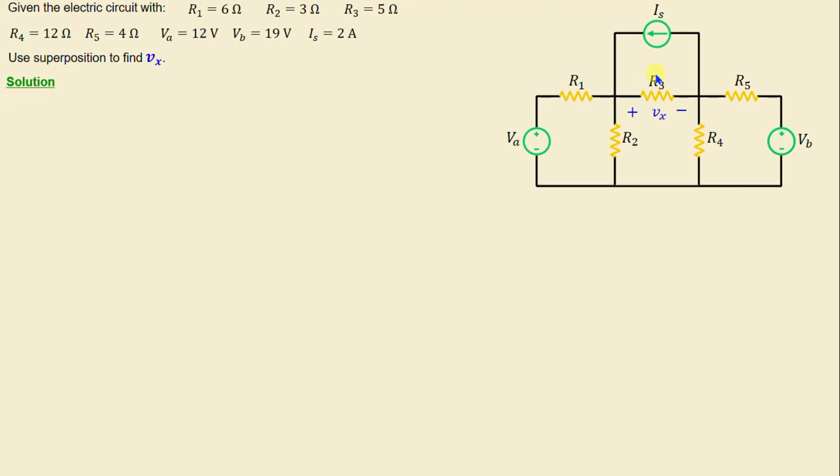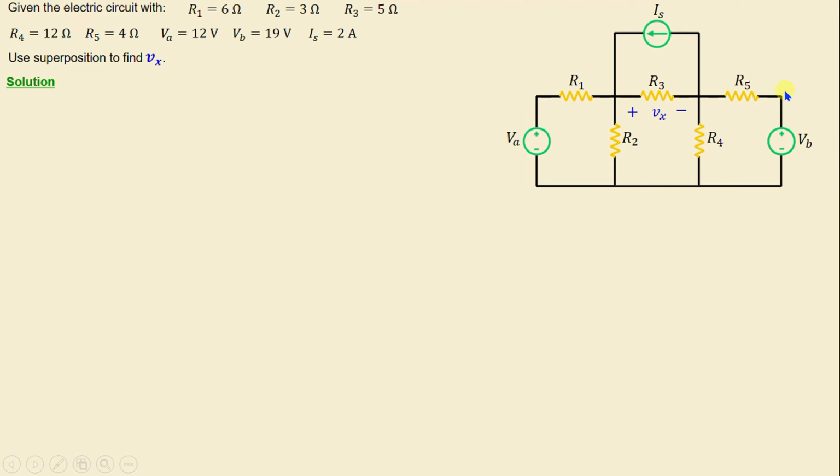First, we begin by identifying each independent source in this circuit. This step provides a clear understanding of the source that will be analyzed separately. In this circuit, we can observe 3 independent sources: one independent current source Is and 2 independent voltage sources Va and Vb.